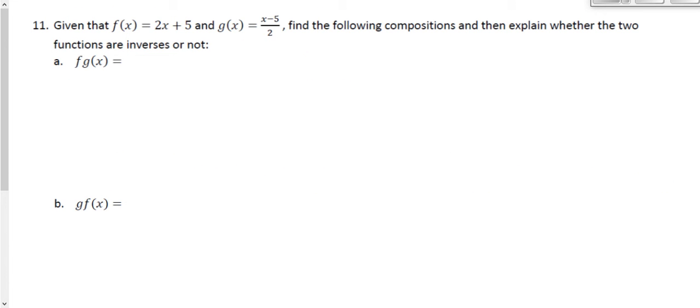Let's go ahead and take a look at question 11. For question 11, we're going to be doing composition here, and we want to figure out if these functions are inverses. So again, composition means I'm plugging something into another function. So this first one says I have to take g of x and plug it into f of x.